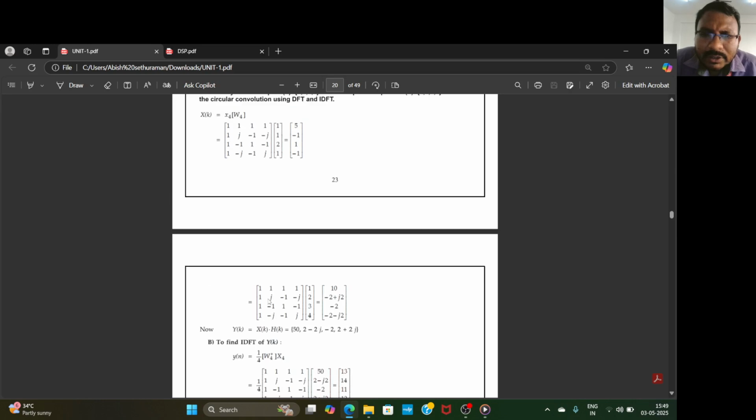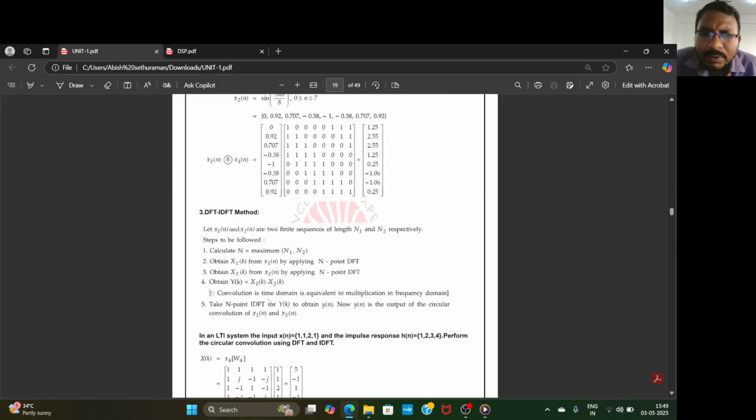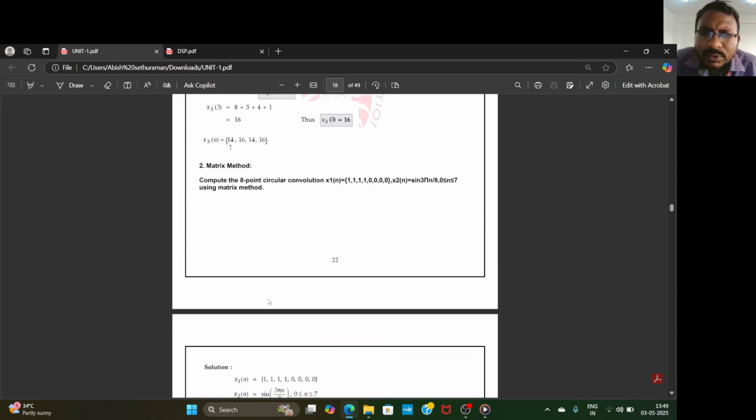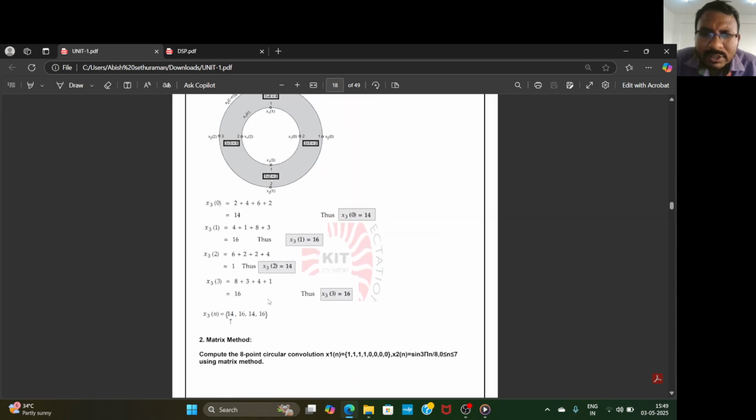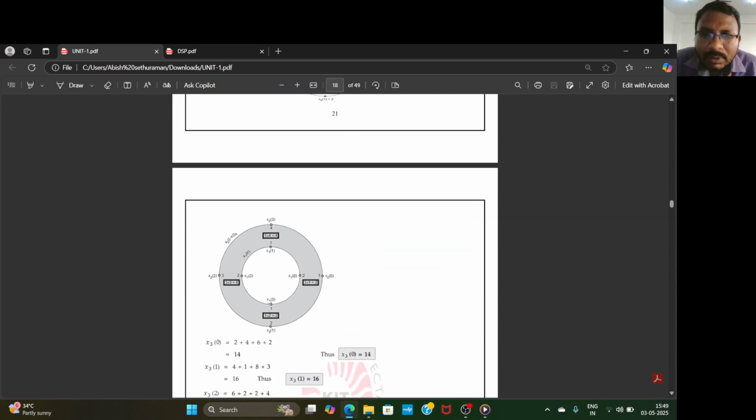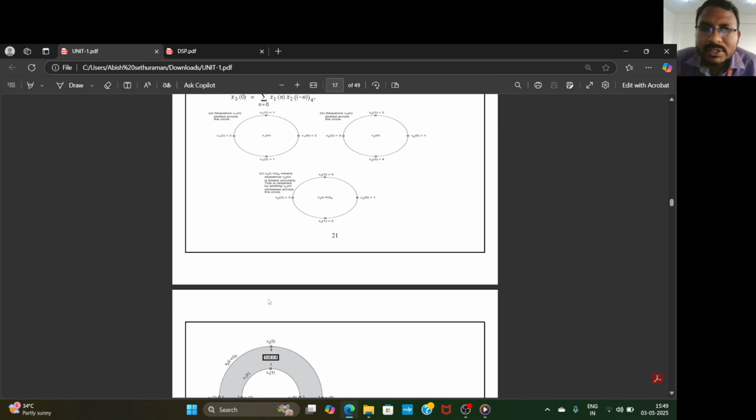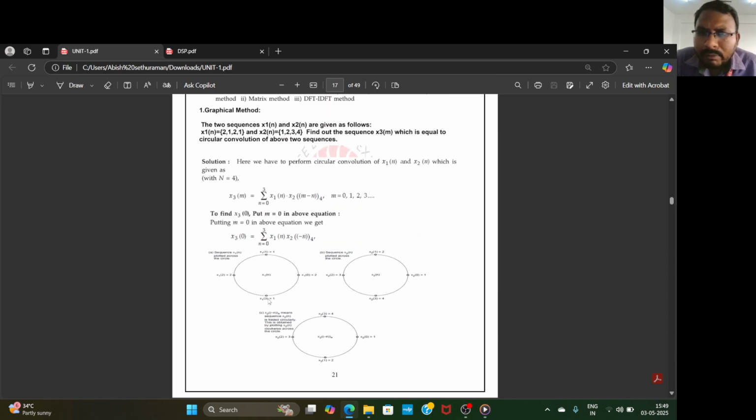In this matrix method we have performed, we have a two input sequence, the given problem. For the same problem we have considered x1 of n equal to 2, 1, 2, 1, then x2 of n equal to 1, 2, 3, 4. So these are the two input samples, both lengths are equal. So we have proceeded using the matrix method.